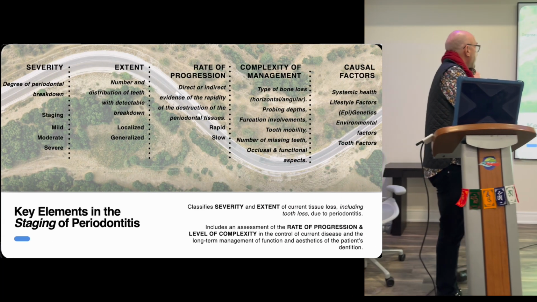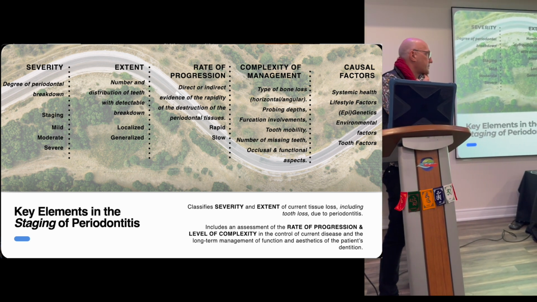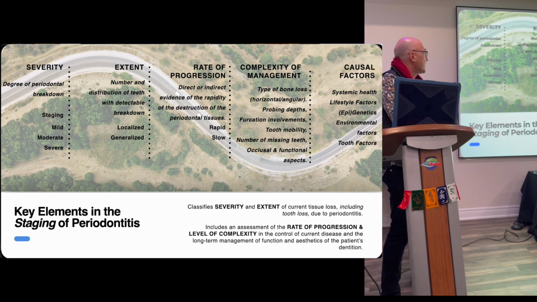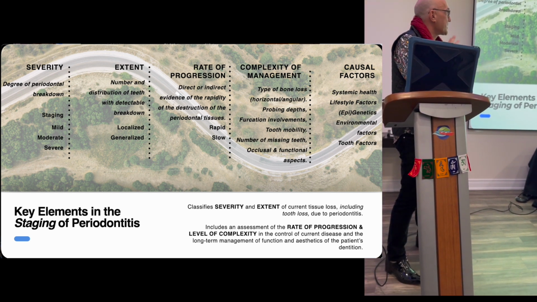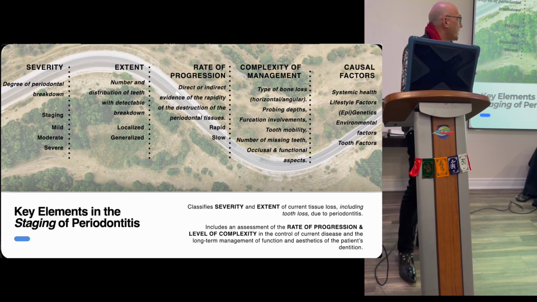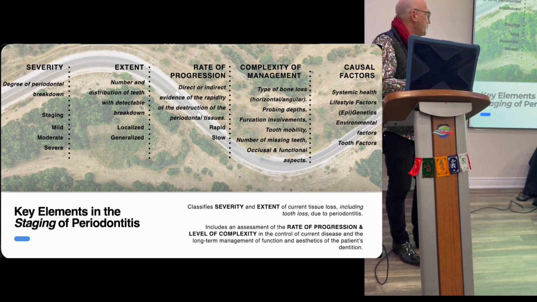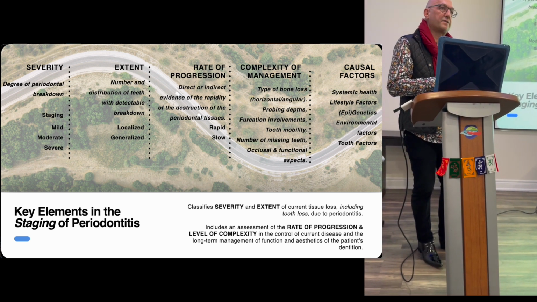And the key elements of staging. So staging is kind of the severity, the extent of the loss, and it's the degree of breakdown. It can be mild, moderate, severe, but they've done this in different ways. And it takes into account the number and the distribution of the teeth. Is it localized or generalized? The rate of progression. There's direct and indirect evidence.